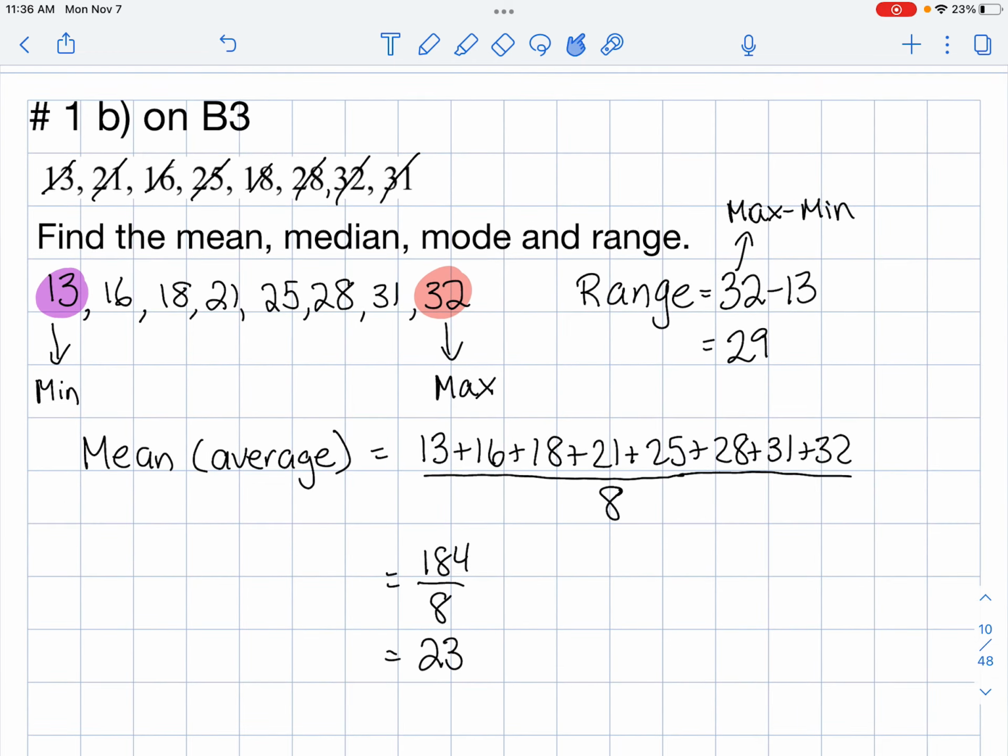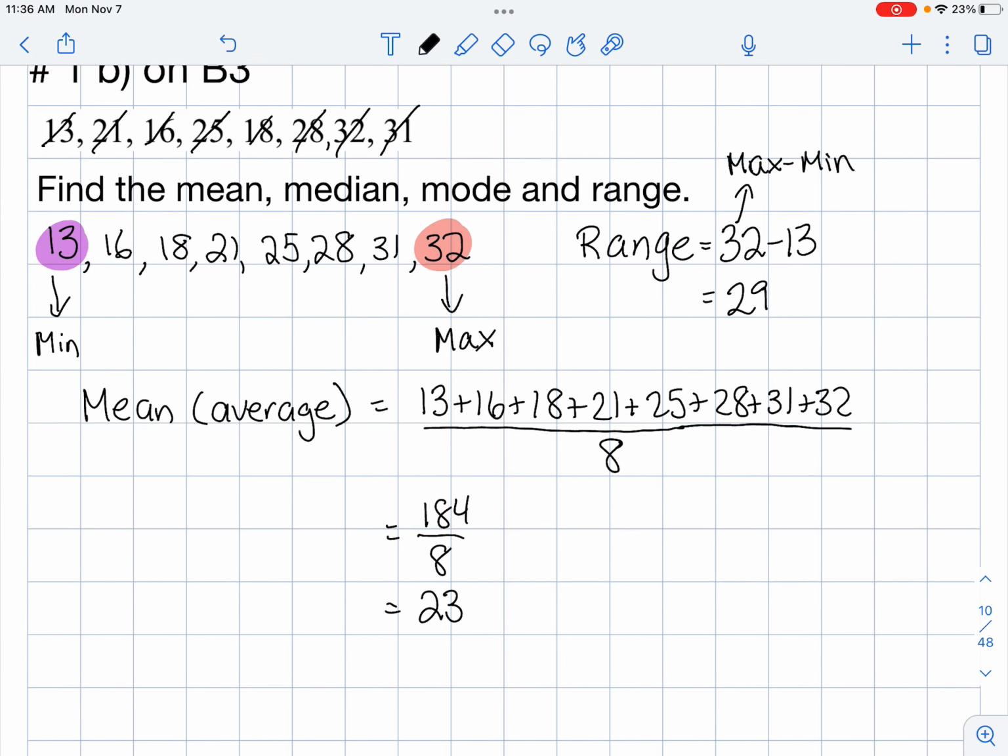The next measure of the middle, the median, is literally the middle. So median is the middle. So the middle number, it may appear in the list or it may not. So here, if I take 8 entries and I divide it by 2, I know that there should be 4 numbers on either side of the middle.